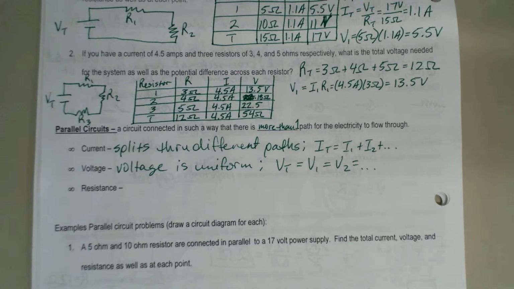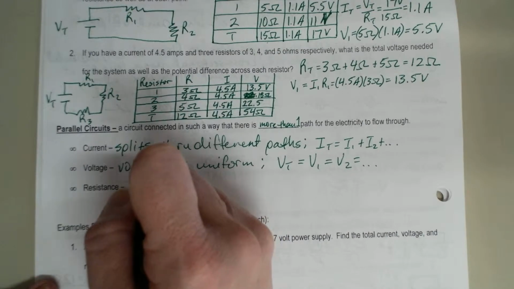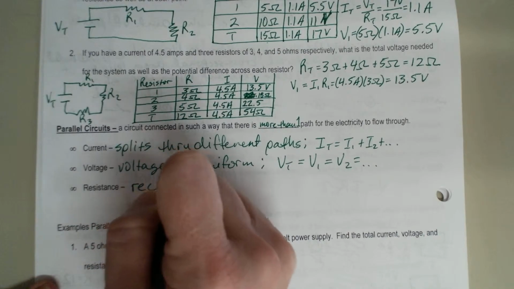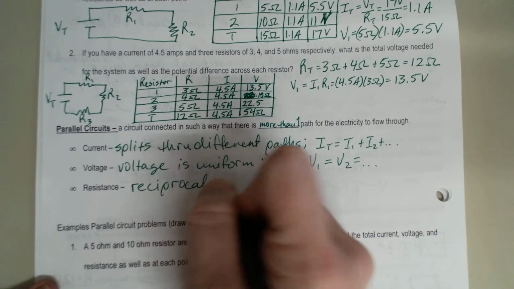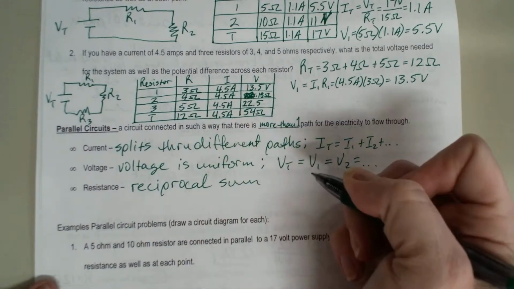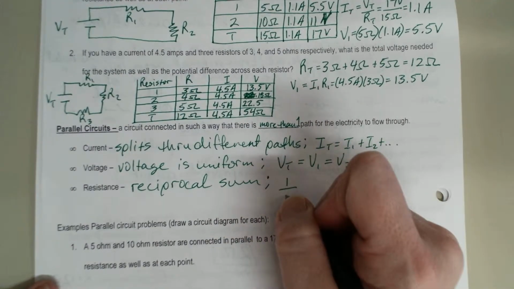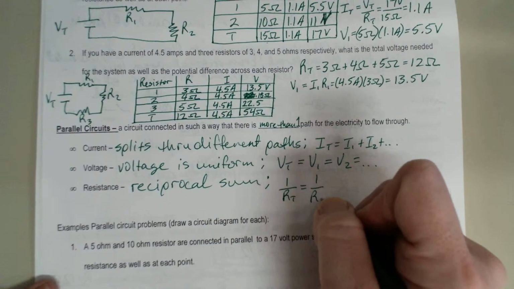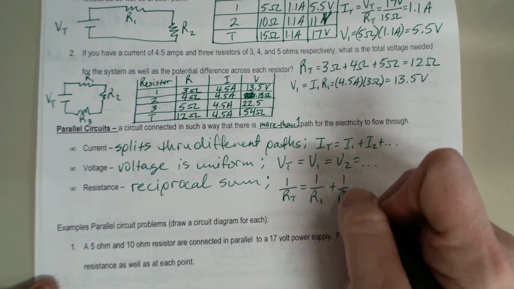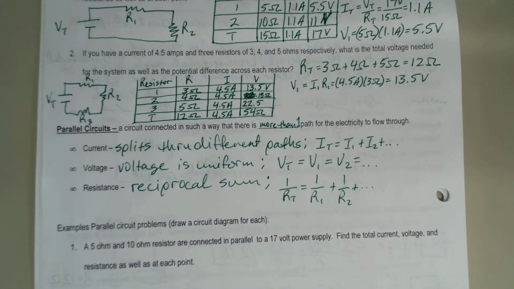The total resistance is actually a reciprocal sum. It's very different than it is in series. So that means 1 over the total resistance is equal to 1 over resistance 1 plus 1 over resistance 2 plus, for however many resistors there are.